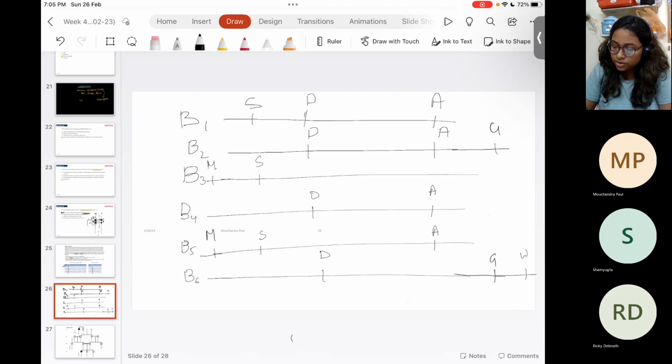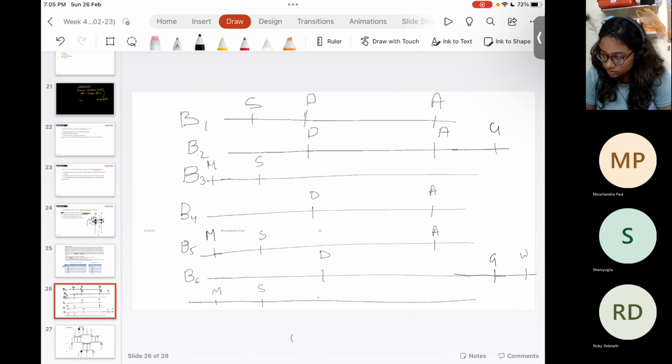So when you look at this, you can get the final sequence. It is M, S, D, then A, G, W. Okay. Are you guys following? How have I physically ordered?